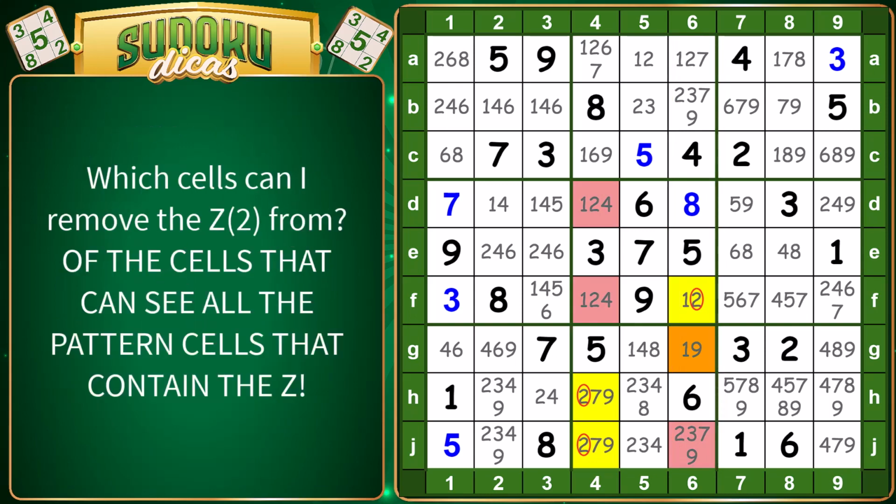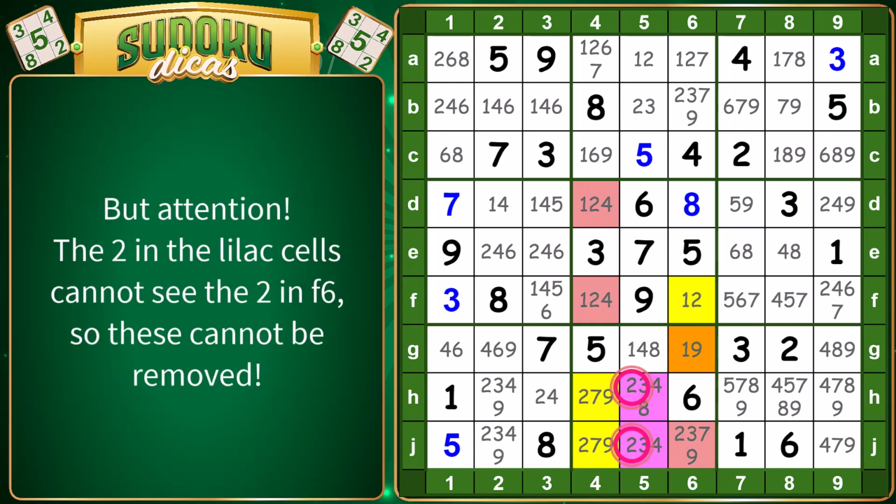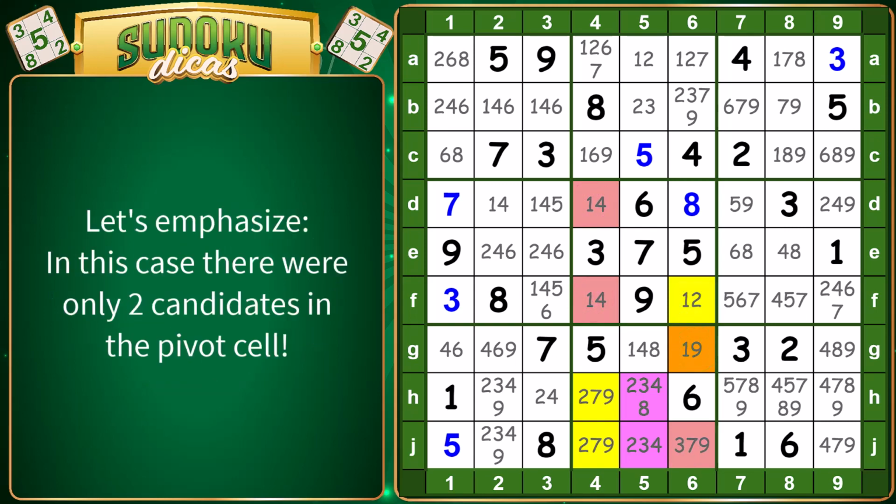Which cells can I remove the Z, 2, from? Of the cells that can see all the pattern cells that contain the Z, these 3 pink cells all contain a 2 that can see all the Z's that make up the WXYZ wing pattern. But attention! The 2 in the lilac cells cannot see the 2 in F6, so these cannot be removed. Let's emphasize, in this case there were only 2 candidates in the pivot cell.